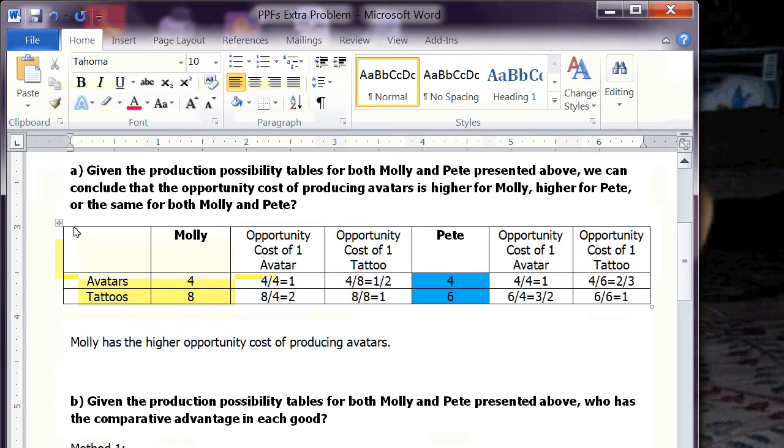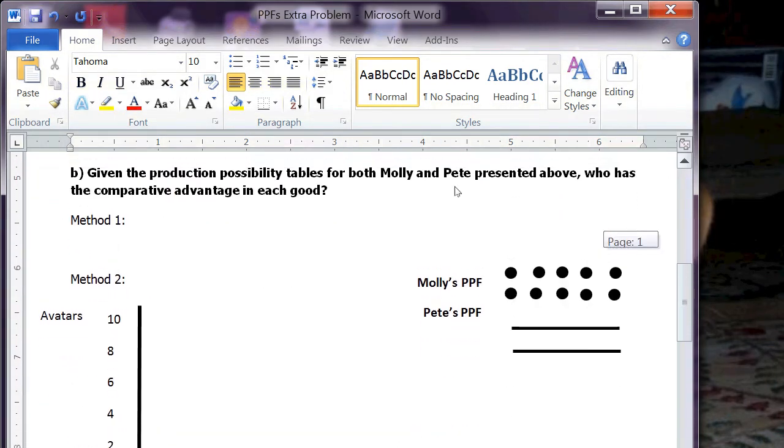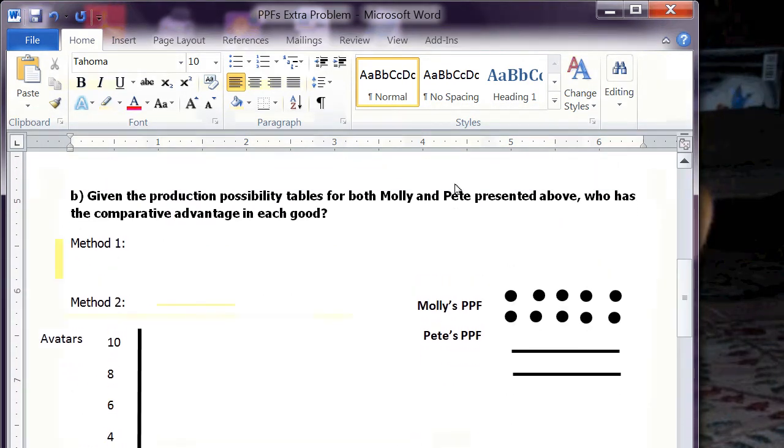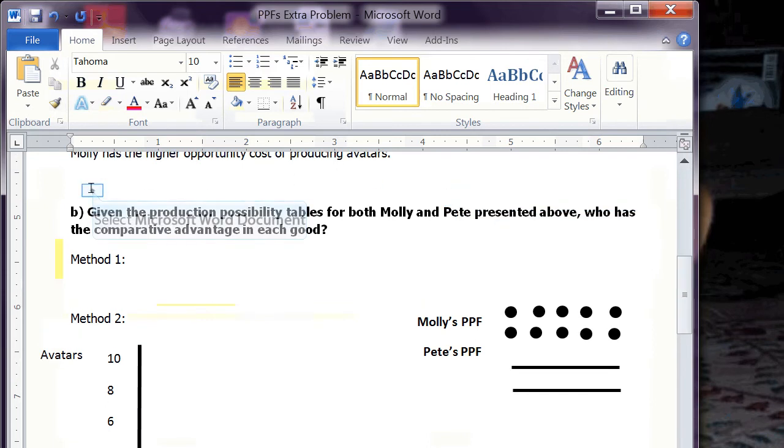And we've gone ahead and found the opportunity cost for both producing avatars and for producing tattoos, and that'll be useful later on, so we'll keep that up there. Our next section says, given the production possibility tables for both Molly and Pete presented above, who has the comparative advantage in each good? Now here we can do this in two different ways. The first way is to use the table above.